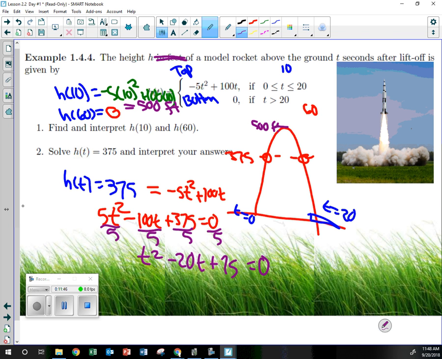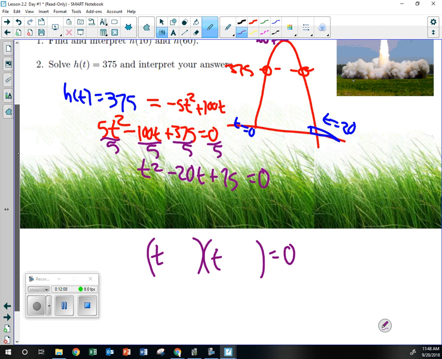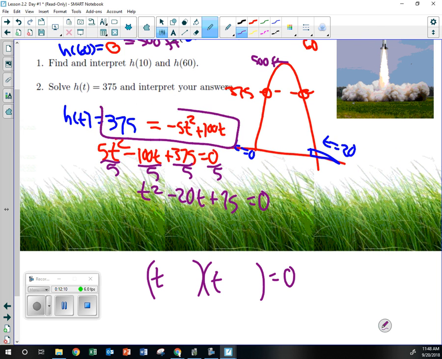Would this factor? That would be so great if it did. Here's a t, here's a t. Factors of 75, 25 and 3. Ooh, no. What do you think? I forgot what that is. Negative 5. So, thank you. This is what I did: I took this height and set it equal to that. I added this to this side, so both this and 375 are positive. Subtract 100 to get that. So always keep me honest, because I'll make mistakes.